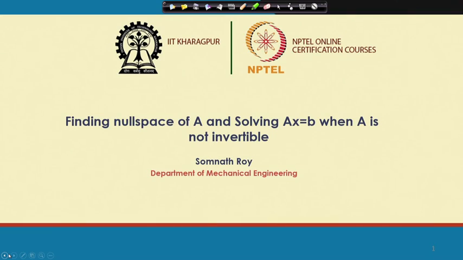We will start with finding the null space of such a matrix A, which is a singular matrix, so that A x is equal to 0 has multiple solutions. We will discuss these things. So, the topic for today's class is finding the null space of A and solving A x is equal to b when A is not invertible or A is a singular matrix, so that we cannot use Gauss elimination type of methods.